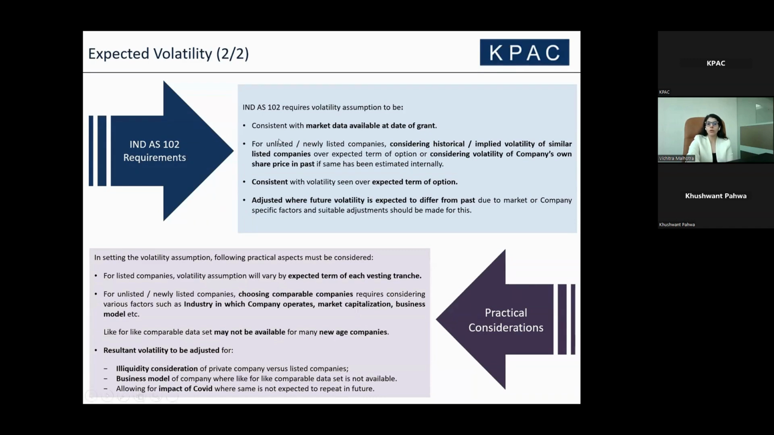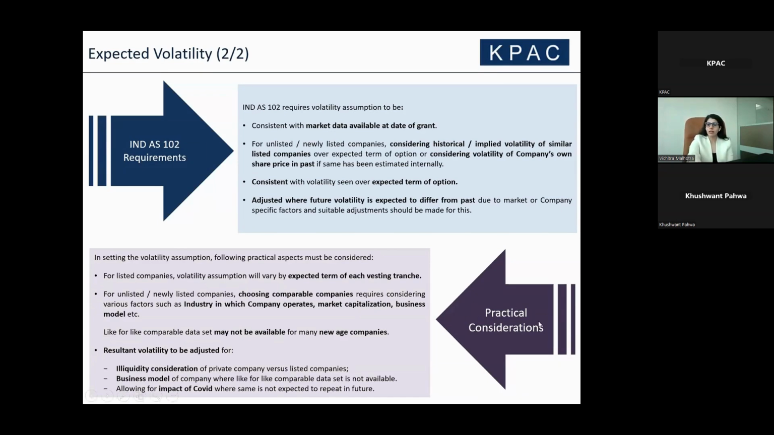What this means for privately held or unlisted companies, or for that matter, even companies which have only got listed relatively recently, is that your volatility assumption needs to be set taking into account actual historical volatility or implied volatility of other listed companies which are comparable to yours. And if no comparables exist, then of similar sector companies. The other thing to remember is that your volatility assumption needs to be consistent with the expected term of option. This then becomes important for listed companies where expected term of option is typically set differently for each of the tranche that is vesting.